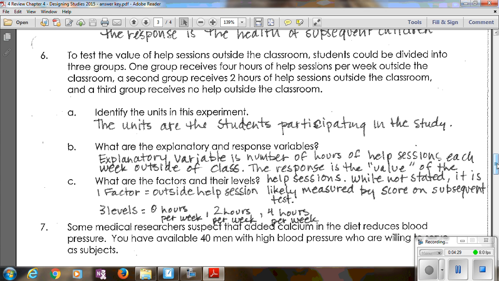And sometimes, if you're looking at levels of a medication, for example, and we're using a placebo, then the placebo would just be 0 milligrams, and that would be the lowest level.